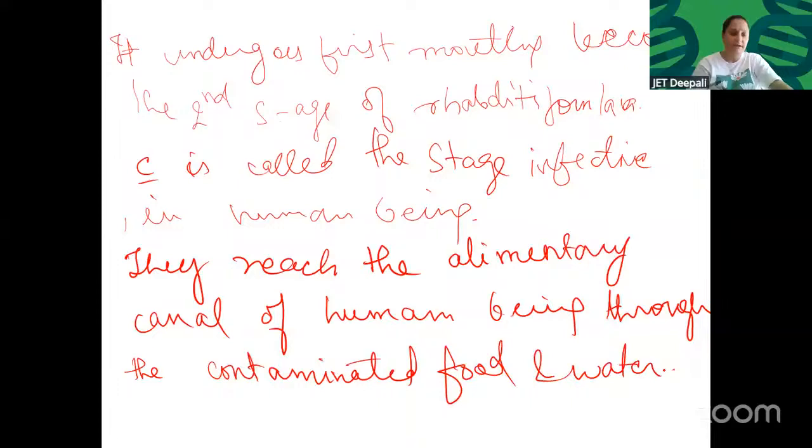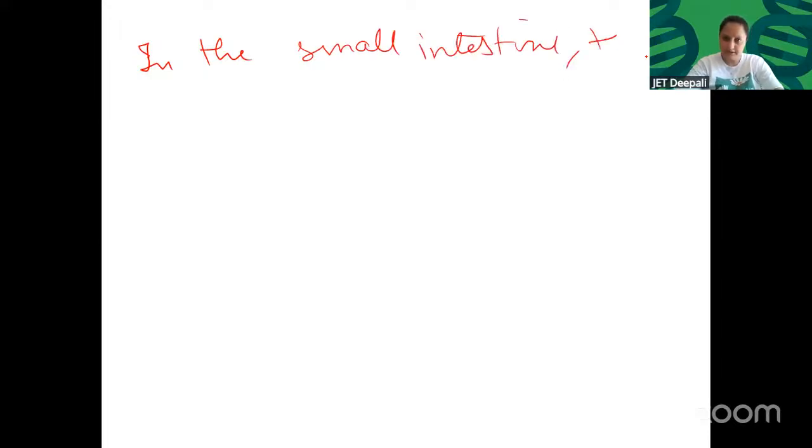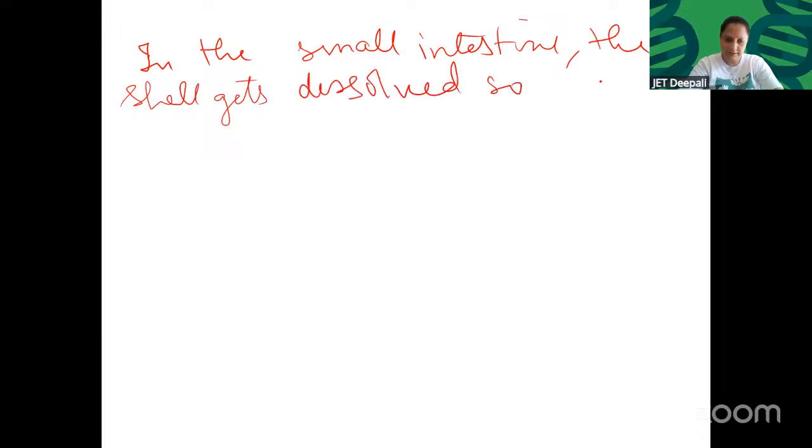Okay. In the small intestine, now what is happening in the small intestine? In the small intestine, the shell gets dissolved, so that the second stage larva is released.